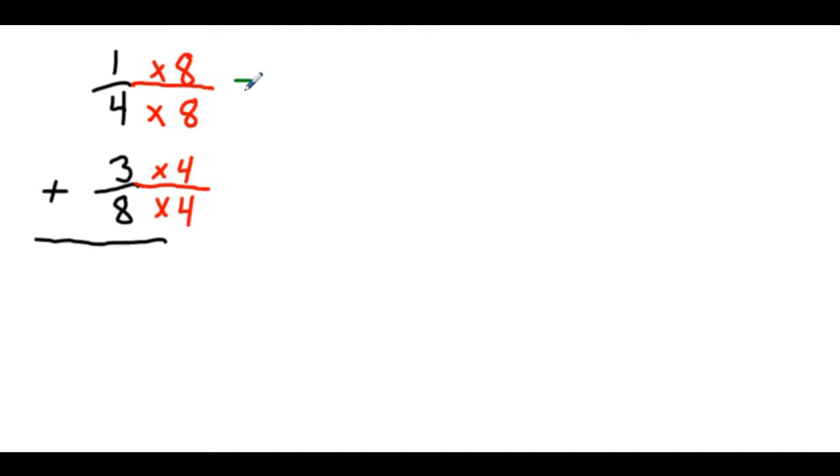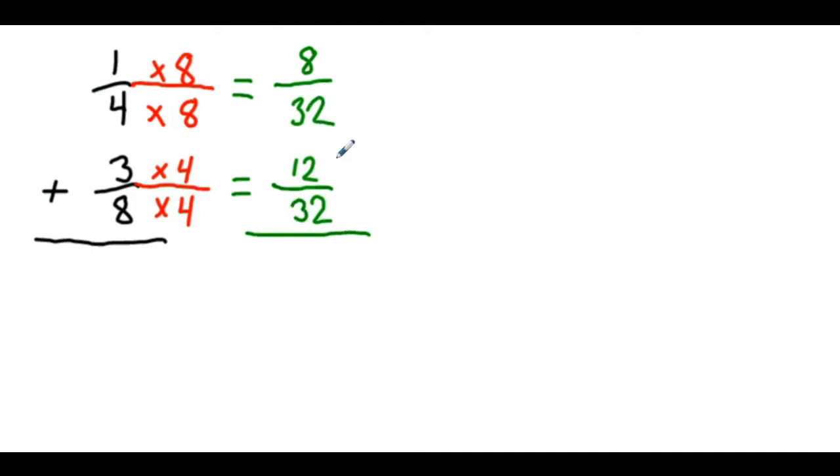Now, we write the equal sign so that we can see the new problem. 1 times 8 equals 8 over 4 times 8 equals 32. Then we do the next one. Equals 3 times 4 equals 12 over 8 times 4 equals 32. And as you can see, I did this in green because now we're good to go. We have common denominators, and now we're ready to perform our operation.